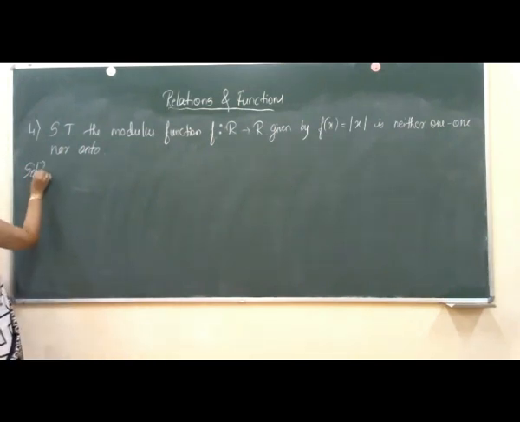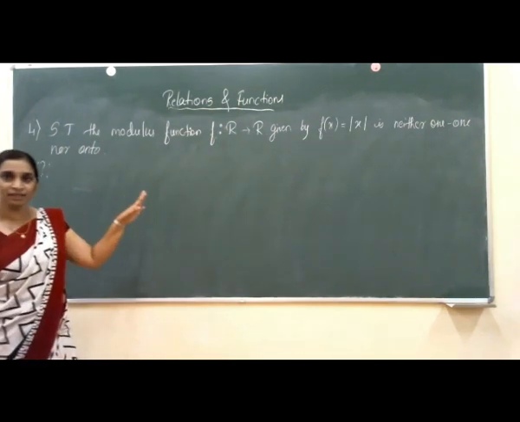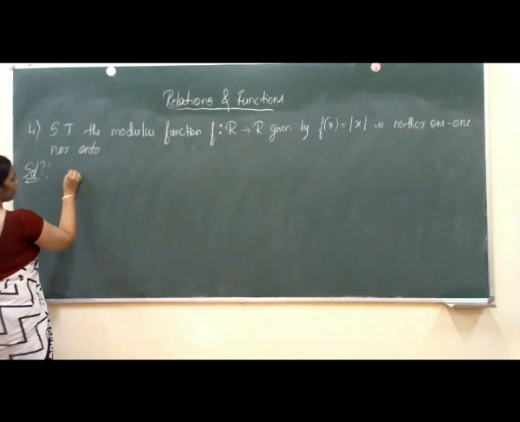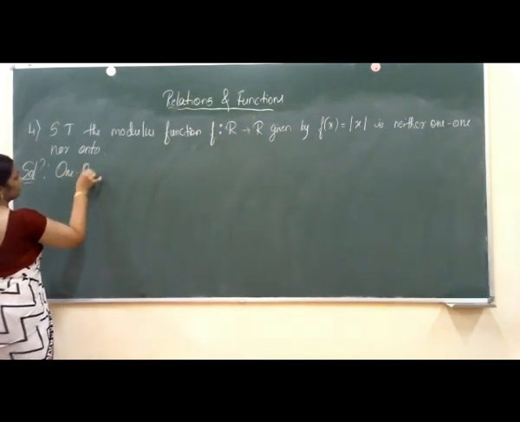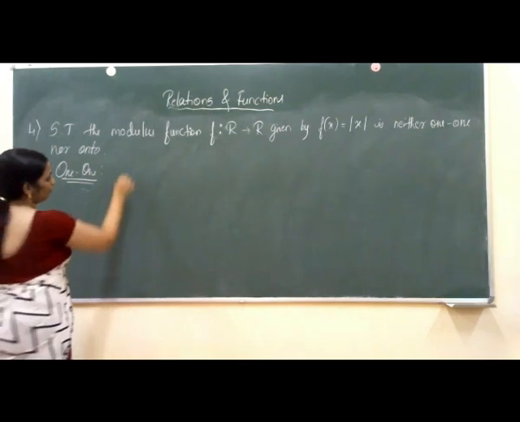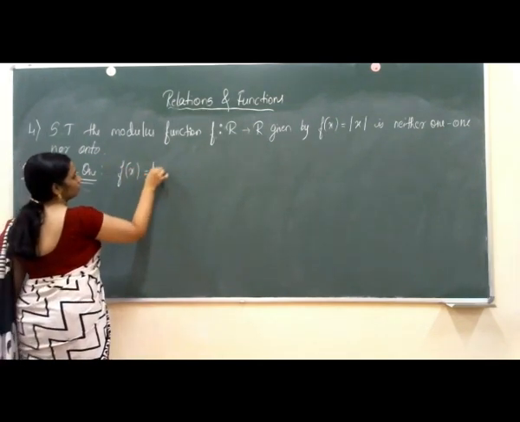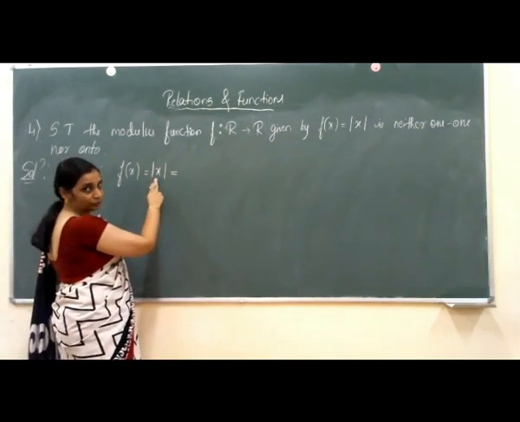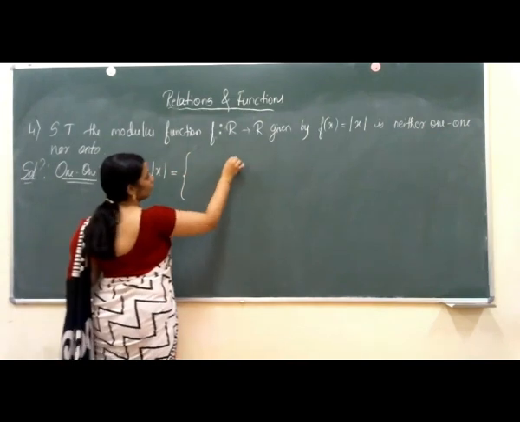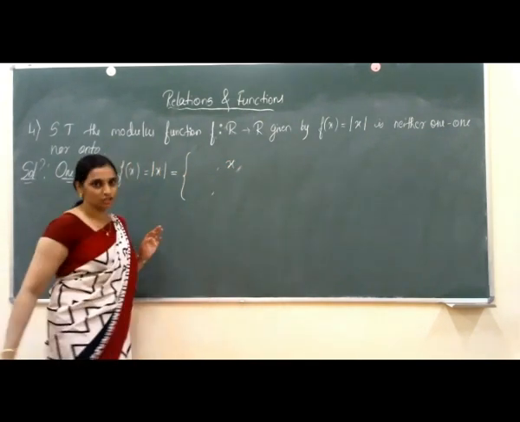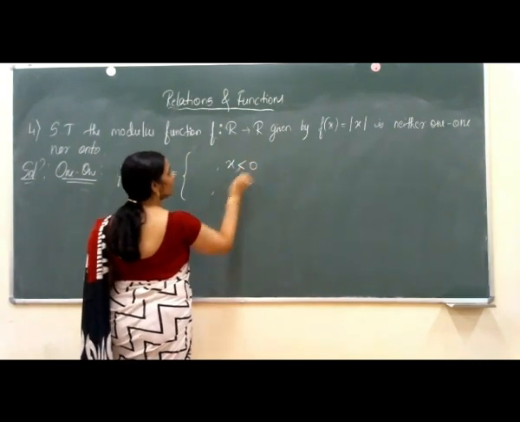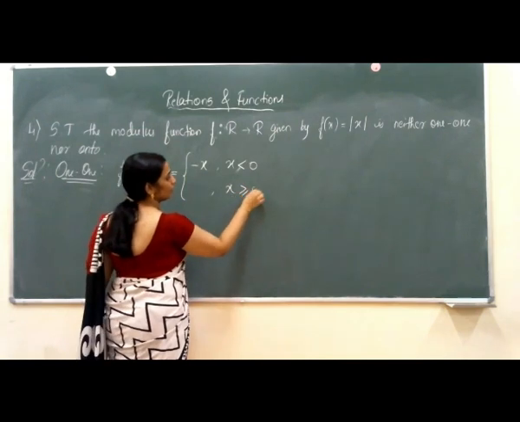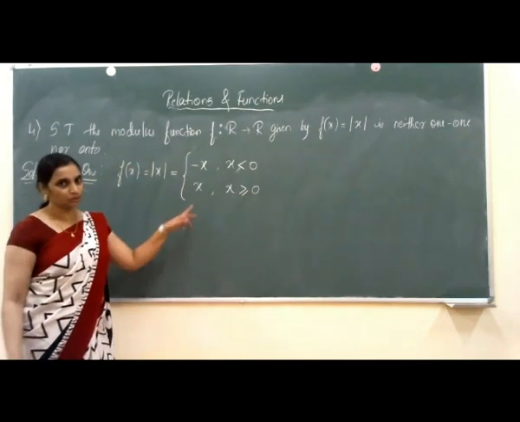So how to prove the function is not 1-1? Not 1-1 means different elements have the same image. So let us consider the 1-1 condition. f of x is equal to mod x. But already we know what the definition is. No doubt the domain is the set of real numbers, but depending on the value of x, the definition varies. If x is less than 0, mod x is minus x. If x is greater than or equal to 0, mod x is equal to x.